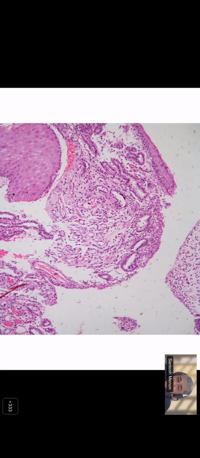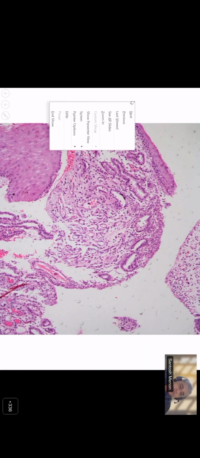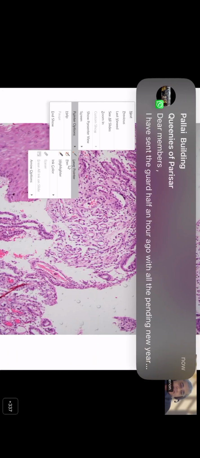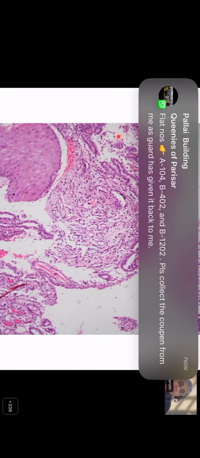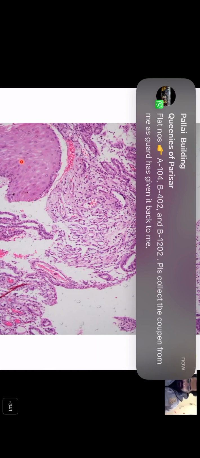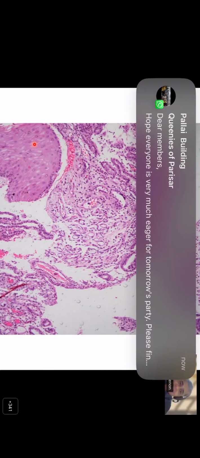It doesn't look like typical urothelium for that matter. It's got very pink abundant cytoplasm. The nuclei are very far away from each other. You can see a basal layer here. I'll use the laser pointer. So this is your squamous epithelium. The urethra can definitely have squamous change, so this is something which is normal.